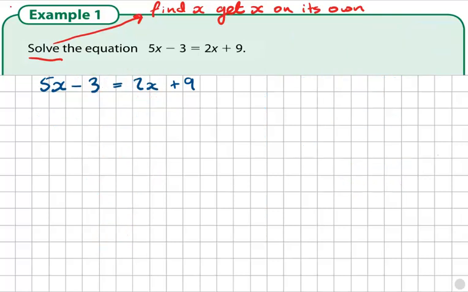So the other way that we can solve this equation, it starts off the same. We write out the equation.